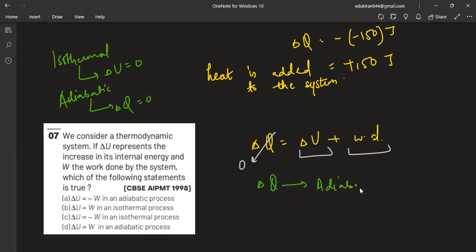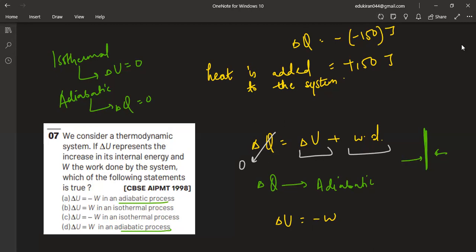This is adiabatic. It means this is a non-conducting wall. Heat isn't getting exchanged. So it can be either option A or option D. So how will you determine if this is 0? Delta U and delta Q both will be negative of each other. They cannot be equal, right? Because nothing is mentioned about whether work done is positive or negative.